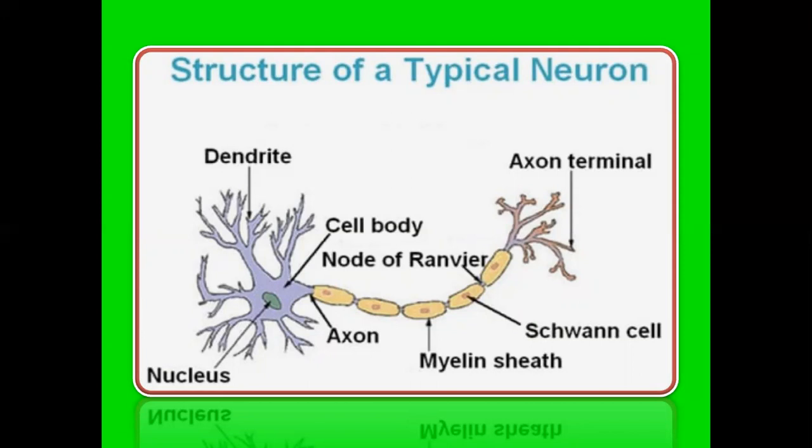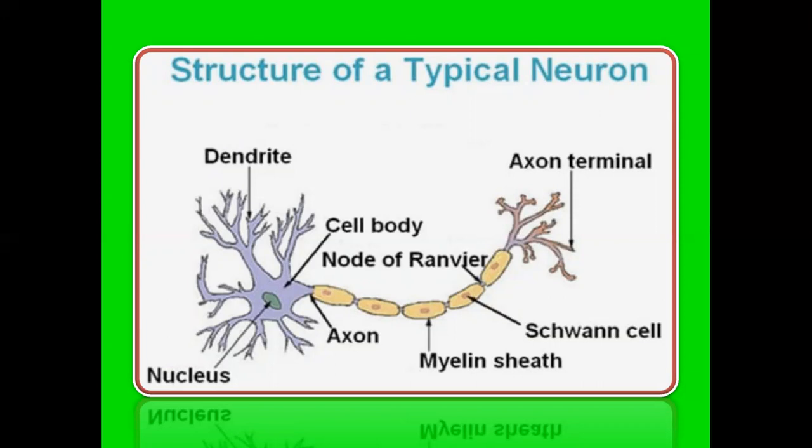It starts from the nucleus. In the center of the cell body, the greenish color, you can see it is the nucleus. And outside of the nucleus, there is a jelly-like substance. It is called cytoplasm.